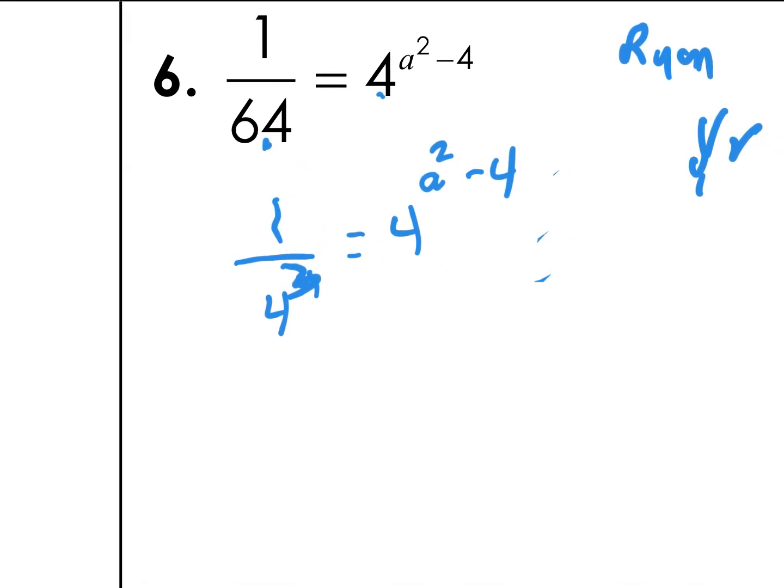So the problem is, though, this 4 to the 3 is in the wrong place. I need it to go up. How can that 4 to the 3 go up? Change the sign of the exponent. It's the same as 4 to the -3. Remember what we said, you have to know your properties of exponents.